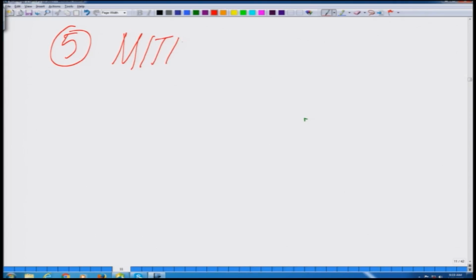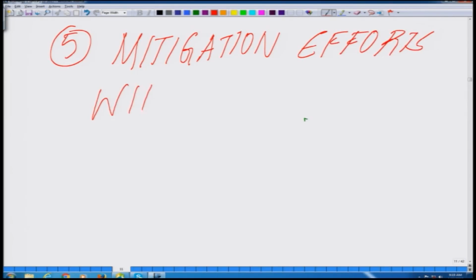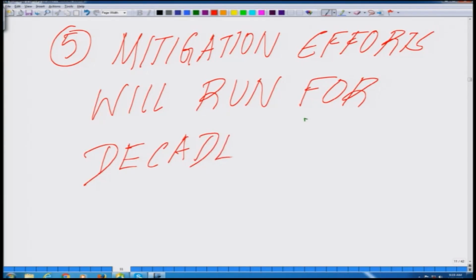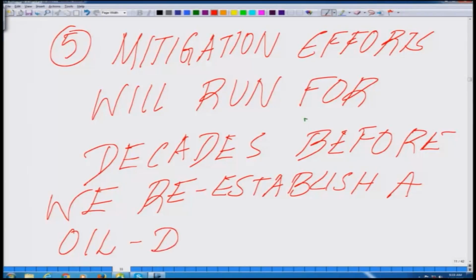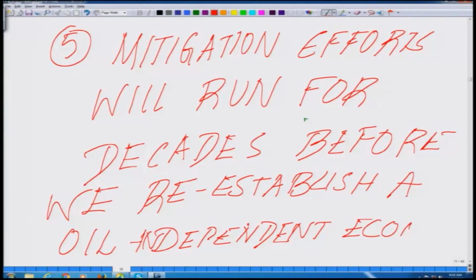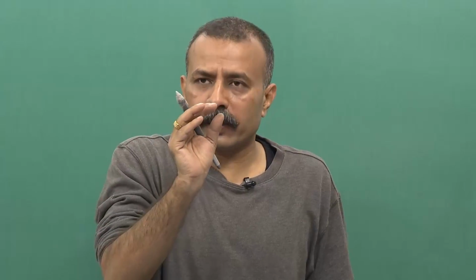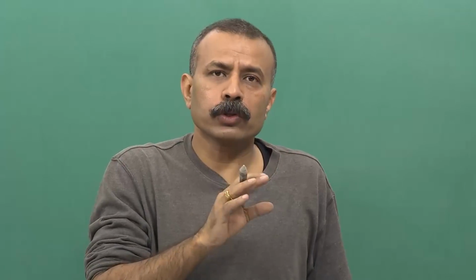Then what they say, in order to mitigate this problem, mitigation efforts will run for decades before we re-establish an oil independent economy, or I would say an economy where you are not fully relying on oil. Oil may be a very small fragment, there will be other sources which will be used to derive the energy for it. So, this report further continues, as we will come to the next slide.